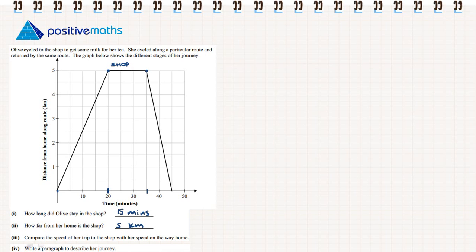Part 3, we're asked to compare the speed of her trip to the shop with her speed on the way home. We want to notice that we're given the distance on the y-axis. We're given the time on the x-axis. So if we're looking for speed, we need to use our distance, speed, and time triangle. So if we're looking for speed, we cover the S, and we find that speed is equal to distance over time.